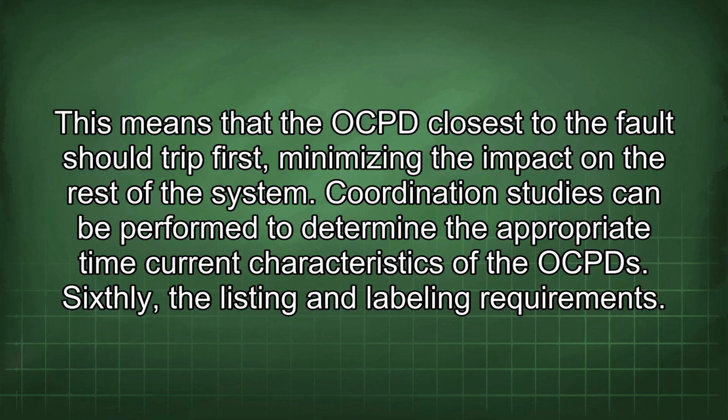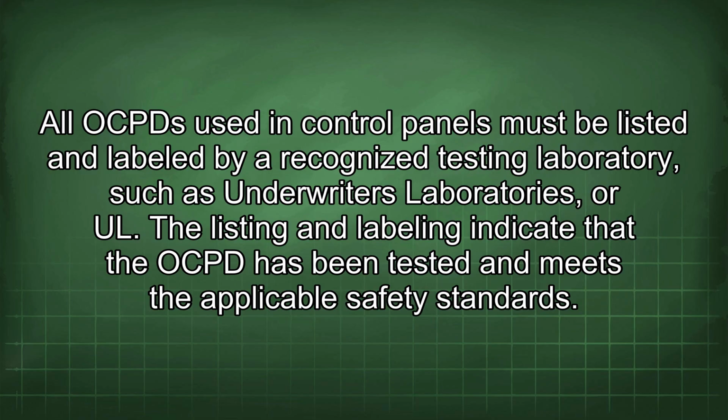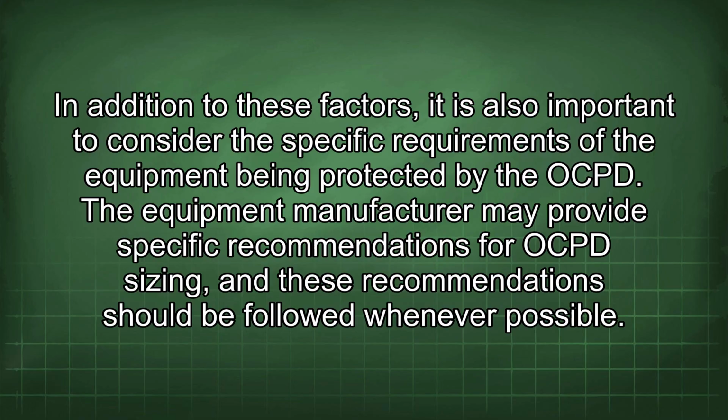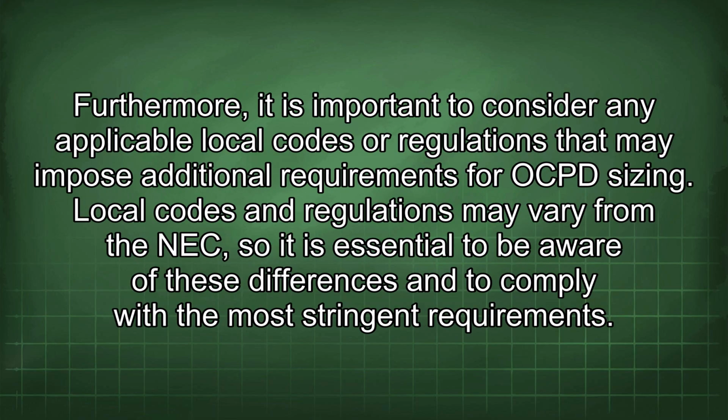Sixthly, the listing and labeling requirements. All OCPDs used in control panels must be listed and labeled by a recognized testing laboratory, such as Underwriters Laboratories or UL. The listing and labeling indicate that the OCPD has been tested and meets the applicable safety standards. In addition to these factors, it is also important to consider the specific requirements of the equipment being protected by the OCPD. The equipment manufacturer may provide specific recommendations for OCPD sizing, and these recommendations should be followed whenever possible. Furthermore, it is important to consider any applicable local codes or regulations that may impose additional requirements for OCPD sizing.